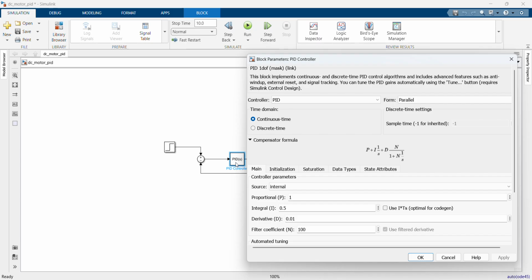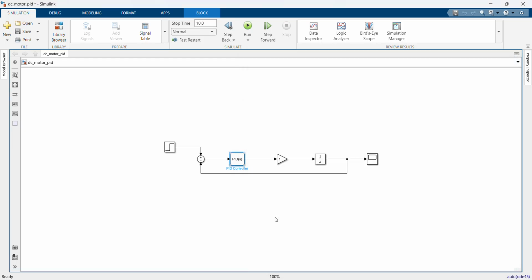First, let's test the system with only proportional control. Set the parameters as P 1, I 0, and D 0. Okay, and run the simulation.